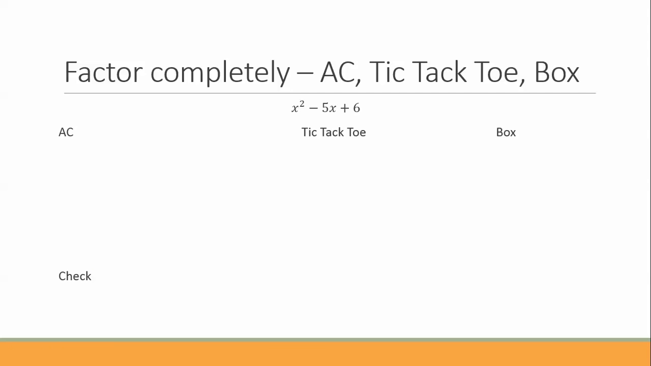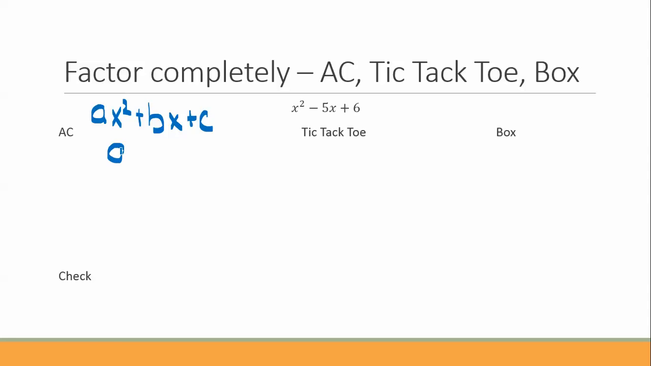Next, we're going to factor completely using the AC method, the tic-tac-toe method, and the box method. Like I said before, I'm only going to show the box once or twice, and you can use it from there if you like it. I really like the AC method and the tic-tac-toe method because it works for every case of factoring trinomials that you want to use. The AC method comes from the ax squared plus bx plus c. This is the standard form to write a quadratic equation.